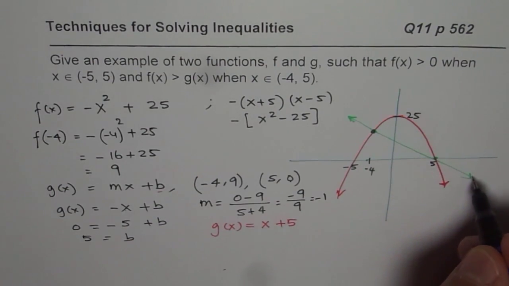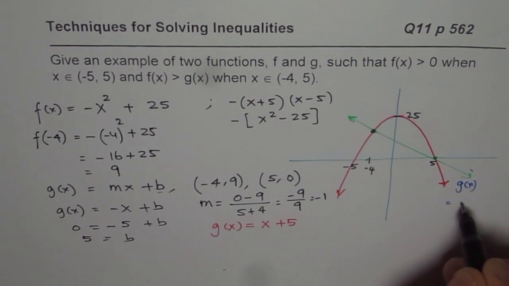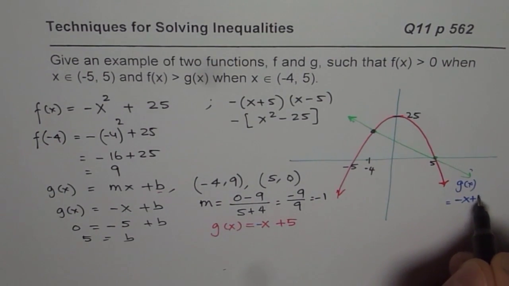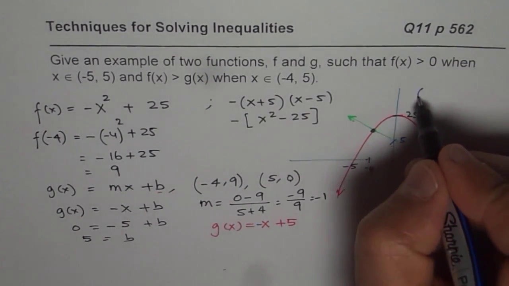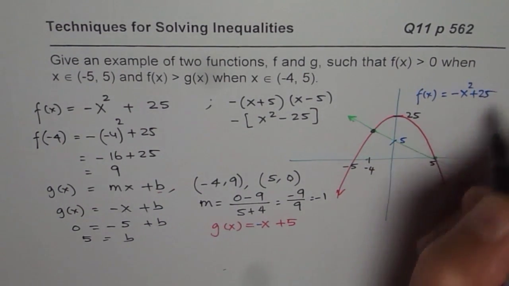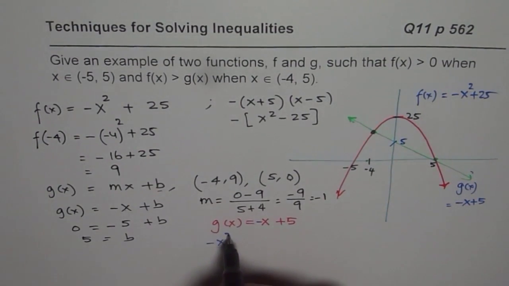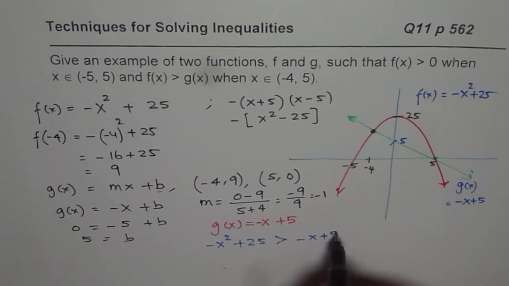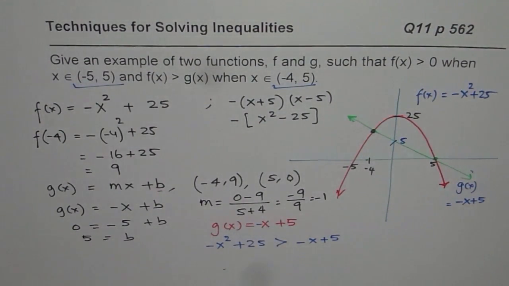So the equation of this line for us is g of x equals minus x plus 5, right? This point will be 5 for us, correct? And that is the parabola, which is f of x, equal to minus x squared plus 25. So that function satisfied. So now the inequality which you have is minus x squared plus 25 is greater than minus x plus 5. Whose solution will be this. Do you understand? So that is how you can actually solve such questions.